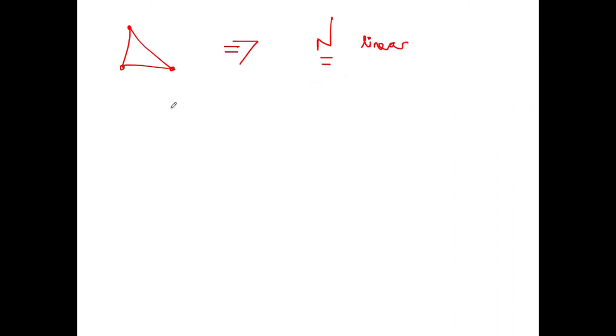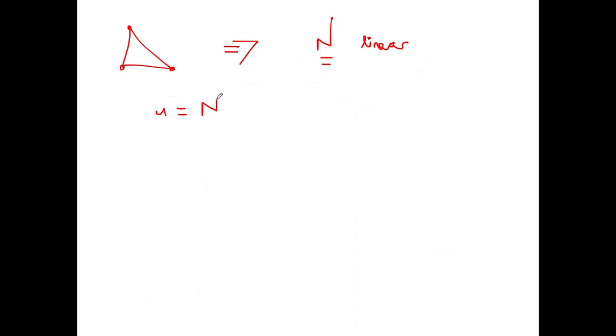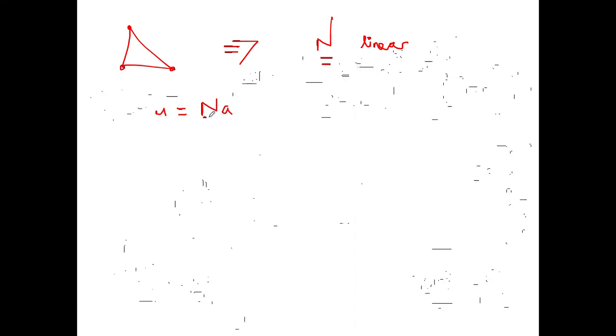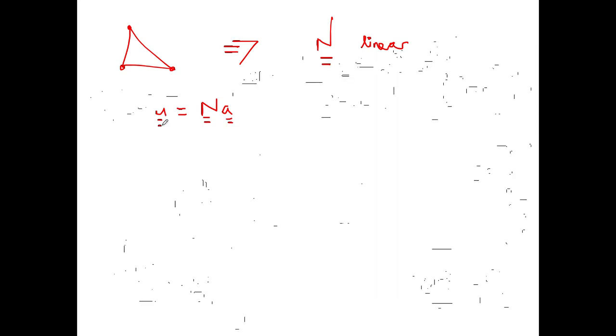Just to hone in on this even more, we have discussed multiple times previously that if I'm looking at my three-noded triangular element, then I know that my shape functions are what? My shape functions are linear, right? If my shape functions are linear, then I know my displacement, of course, is interpolated using the shape functions, N multiplied by a. All of these are vectors and tensors or matrices, however you want to call it.